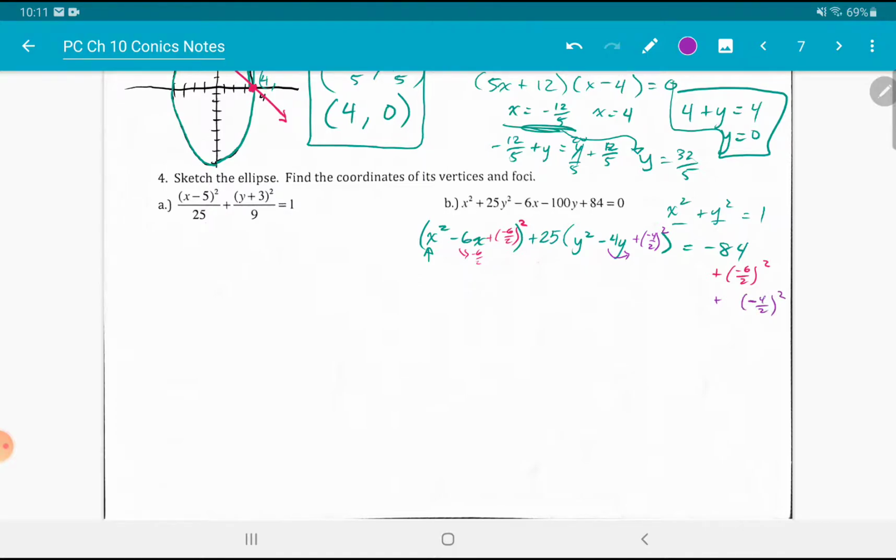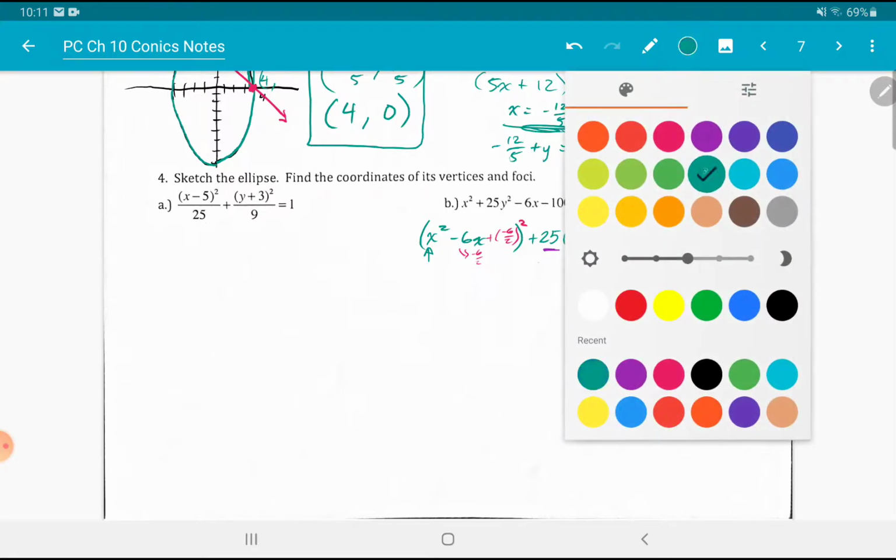But be very careful here. Remember, on the left side, you technically don't just have negative 4 over 2 squared. You also have a 25 being multiplied by that value as well. So we need to multiply this by 25 as well. Be very careful with completing the square with a values that are not 1. Now let's go ahead and simplify this process through.